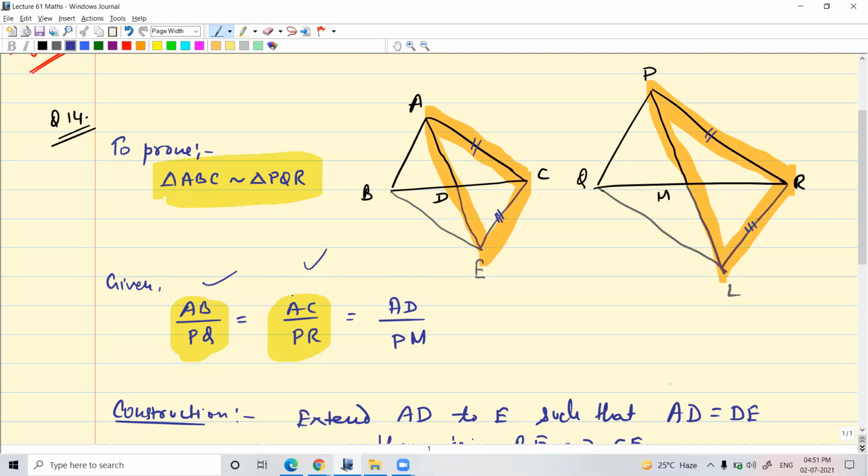Then what else do we do? Then we know by construction that AD is equal to DE and PM is equal to ML, sir. And we have been given the ratio AD by PM. So AD plus DE will be equal to PM plus ML. So we'll get AE by PL, sir.